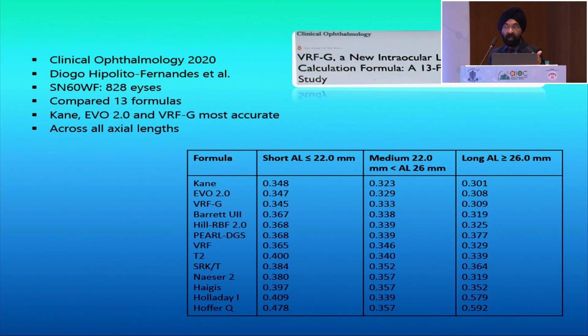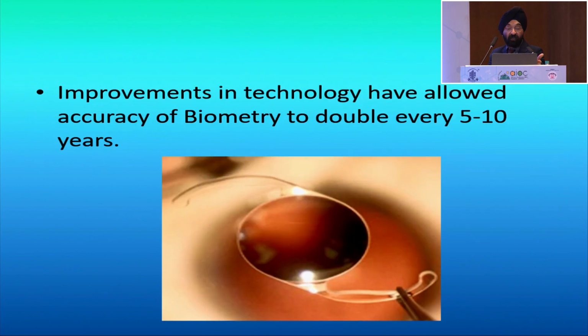These are the accuracy limits of various formulas. You will find the most accurate formula. This is a study which was published in Clinical Ophthalmology in 2020. The older formulas in the first 5 are nowhere in the picture. The new formulas which are most accurate in shorter axial length, longer axial length, and medium range between 22 to 26 millimeter are Kane, EVO, VRFG, Barrett Universal 2 and Hill RBF. And nowhere are Haigis, Holladay and SRK/T in the picture.